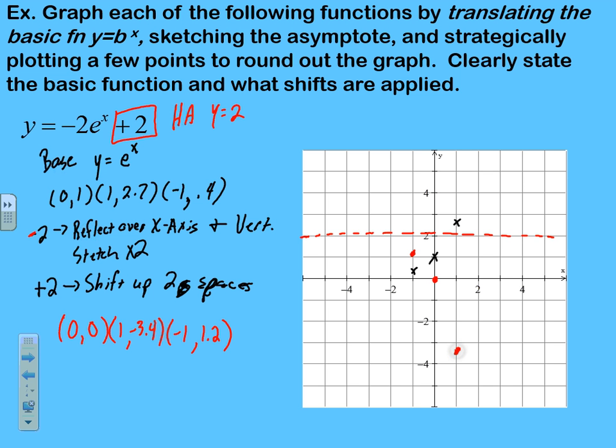So you can see, because now from the parent function that curves up as we go from left to right, because we reflected across the x-axis, now it's going to curve down as we go from left to right. And the points are further apart up and down because we stretched it by 2. So the function is going to follow the horizontal asymptote, hit this point, go through that point, and then follow down there. And here is our happy little function.